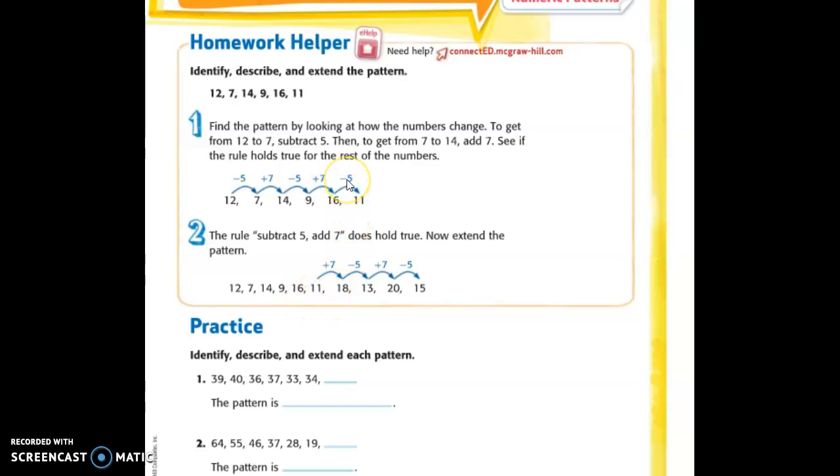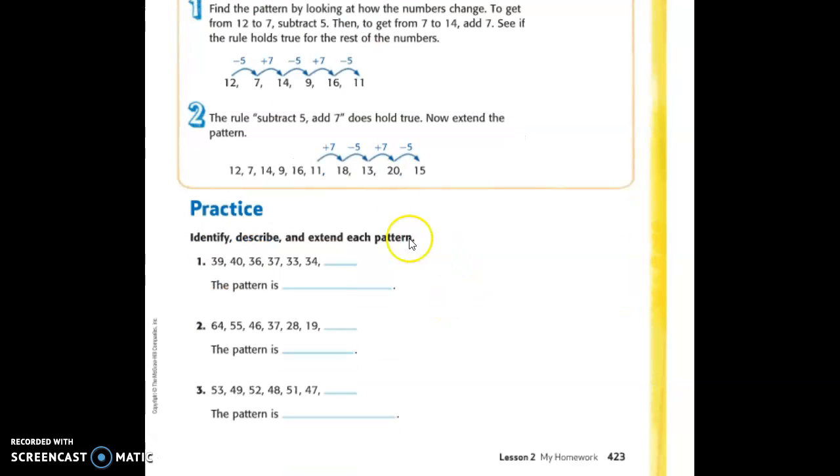The last thing you did was minus 5. So now plus 7 is going to get us 18. 18 minus 5 is 13. 13 plus 7 is 20. And 20 minus 5 is 15. So that's the extension of this pattern. Now I'm just going to give you some notes on these ones so that you can work these.